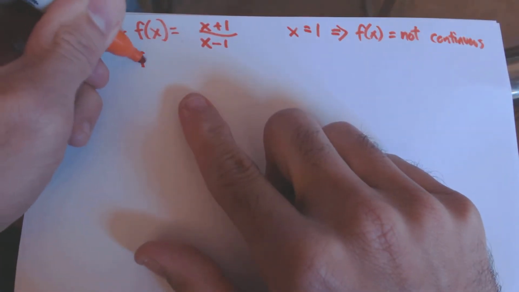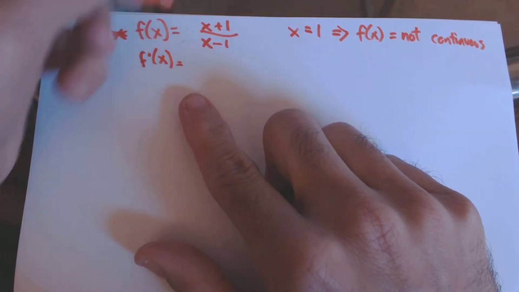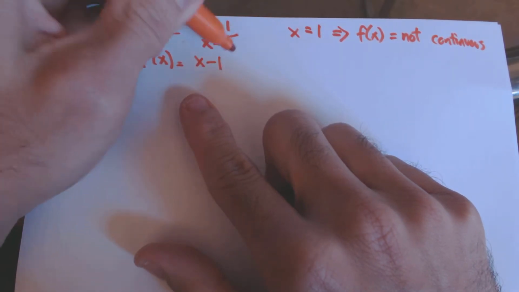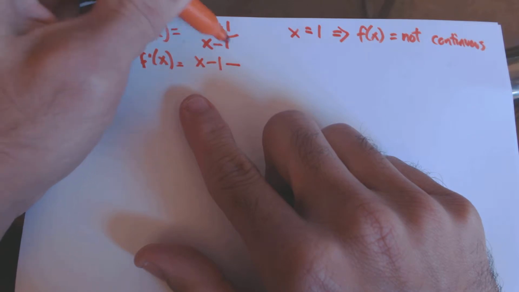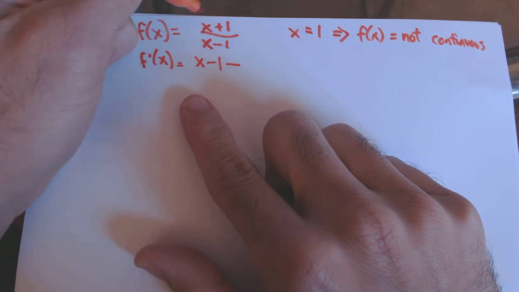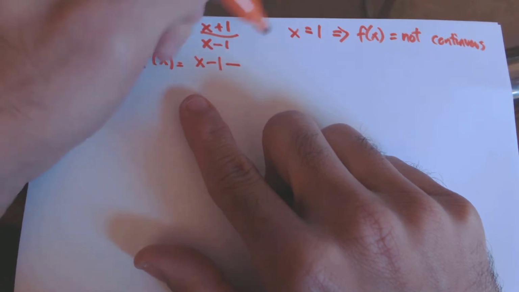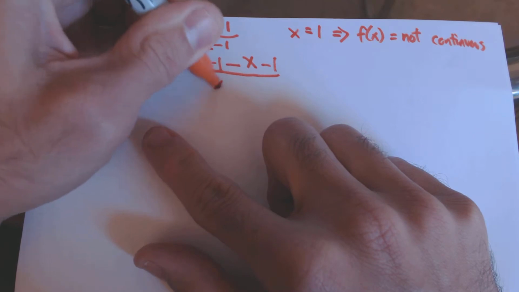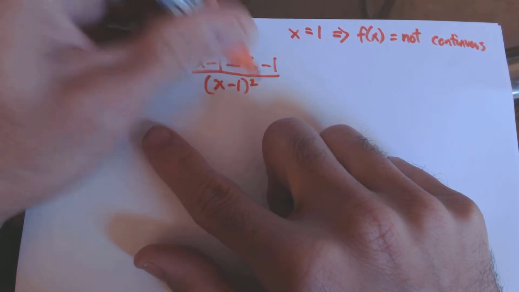Alright, let's take the first derivative using the quotient rule. Derivative of the first function is 1 times the second function minus the derivative of the second function, the denominator, times the first function, which is x plus 1, and that's minus x plus 1, so it's minus x minus 1 over x minus 1 squared.